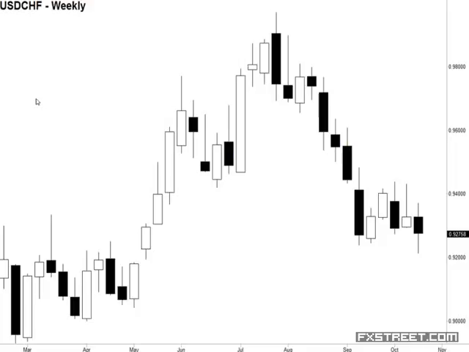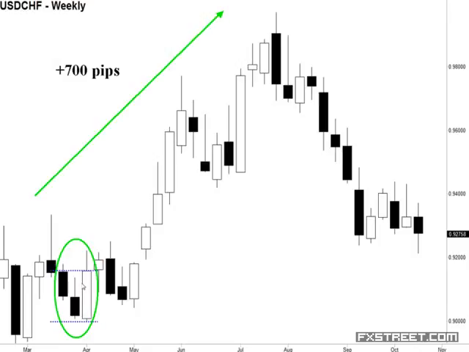We look at the Swiss franc on a weekly time frame. Now, as we see here, we had a really nice run up and then a really nice run down in the Swiss franc. At the end of March, beginning of April, what did we have? We had a bullish engulfing pattern plus 1. And as you can see, this was the market telling us most likely we're going higher, and we had a nice 700 pip gain.